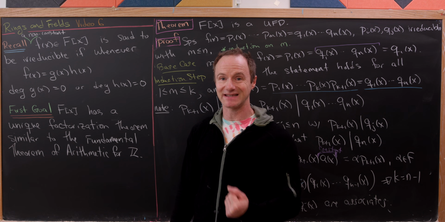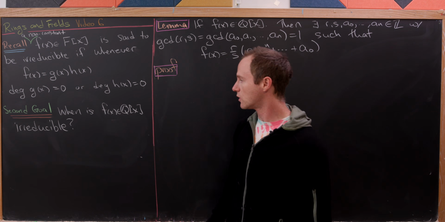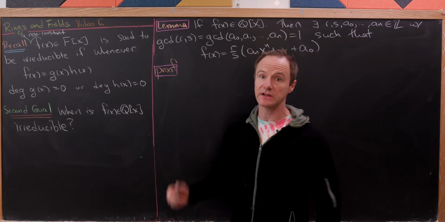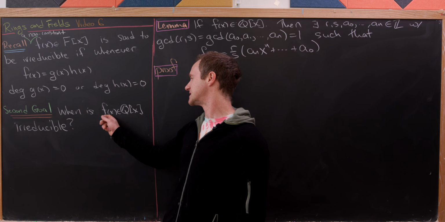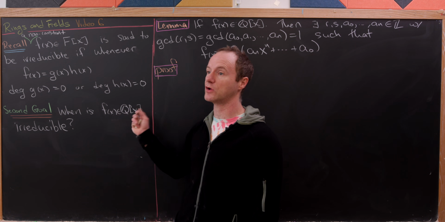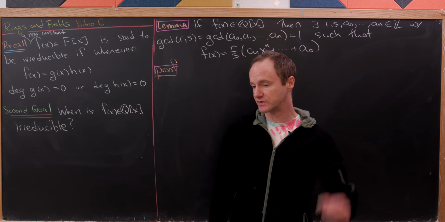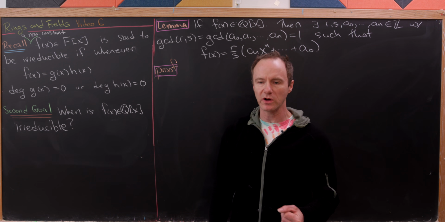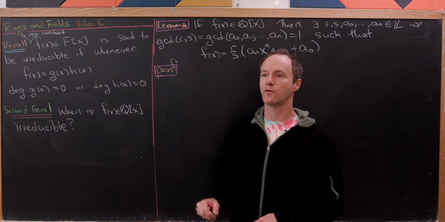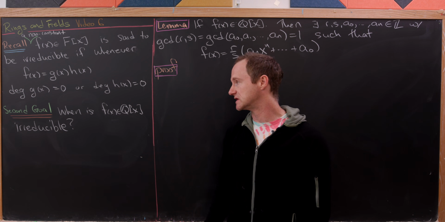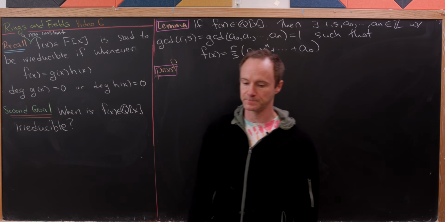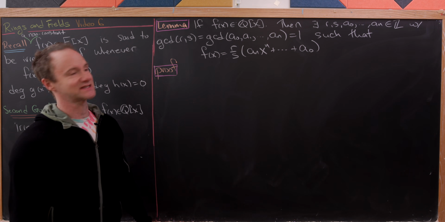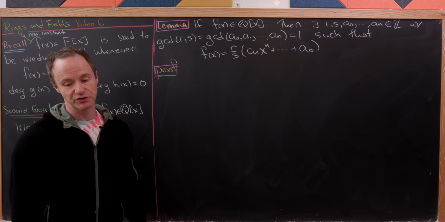Now we want to look at the second goal of this video. So the second goal of this video will be to answer, or give an incomplete answer to, when is f of x, a polynomial over the rational numbers, irreducible. So we're not going to always know when it's irreducible, but we will be able to give some tests for determining when families of these polynomials are irreducible. So this is going to require a couple of lemmas. So let's start with this lemma. So let's say that f of x is in Q adjoin x.